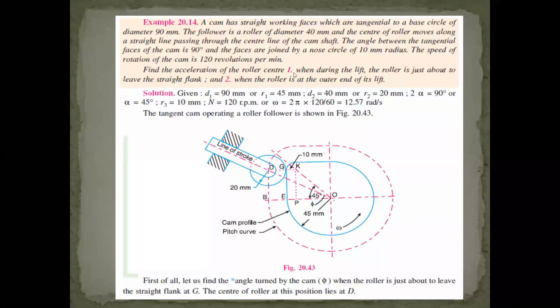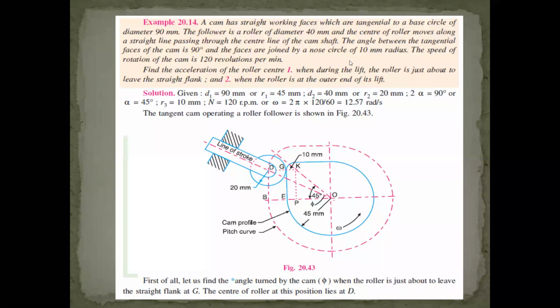The first one is when, during the lift, the roller is just about to leave the straight line. And the second condition is when the roller is at the outer end of its lift. So what are the conditions? What are the cases in our earlier derivation? Those two places, we may also find the accelerations of the roller.